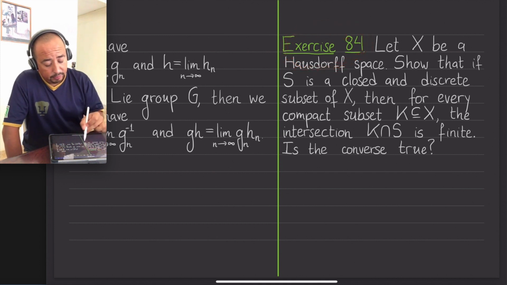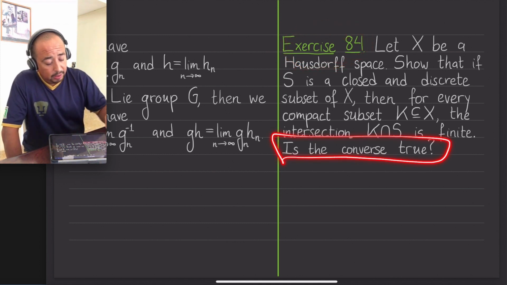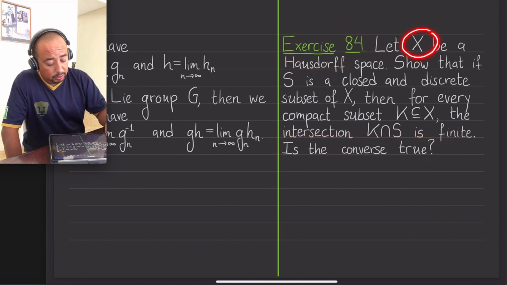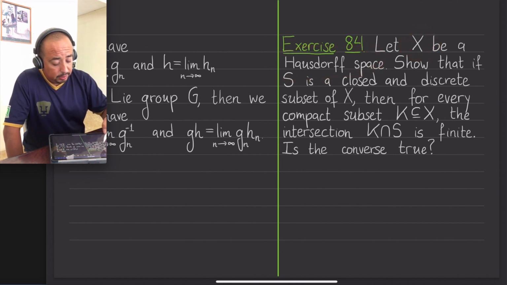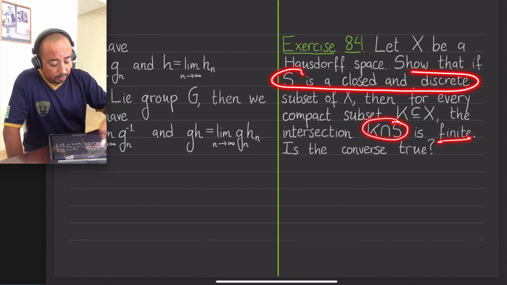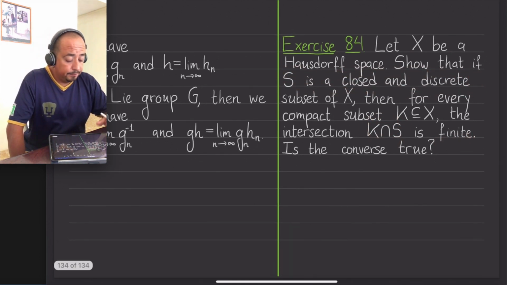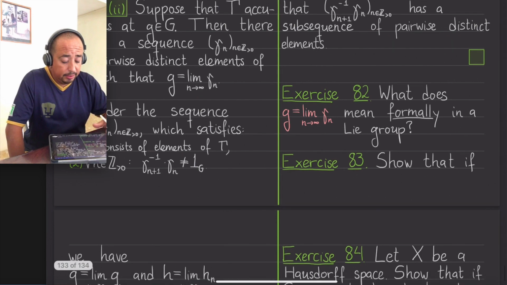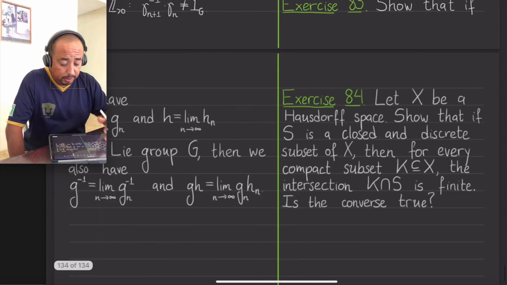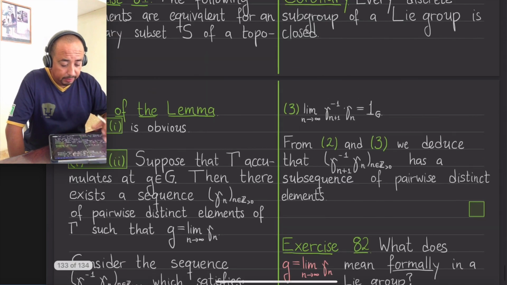And of course, is the converse true? Given your Hausdorff space X, if the intersection with any compact is finite, does that mean that your subset is necessarily closed and discrete? And then I think we are done with topological preliminaries.